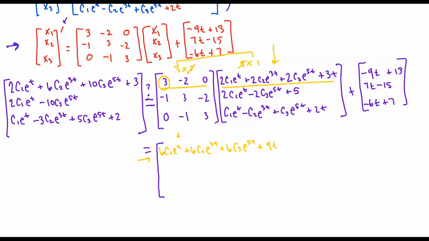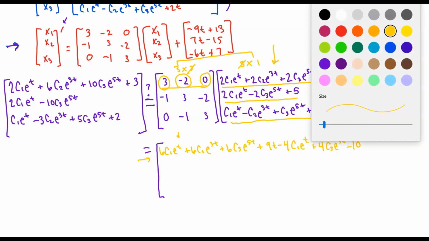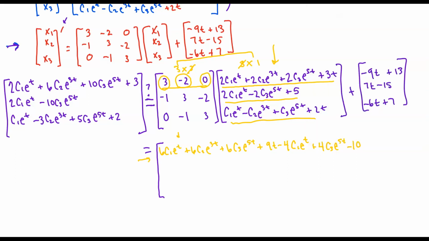Next, I'm going to take the second entry in row 1 times the second entry in column 1. Multiplying by -2, we obtain -4c sub 1 e to the t plus 4c sub 3 e to the 5t minus 10. And finally, we're going to take the last entry in row 1 times the last entry in column 1, and that one's easy. We get a 0. Now, let's work on our second component.